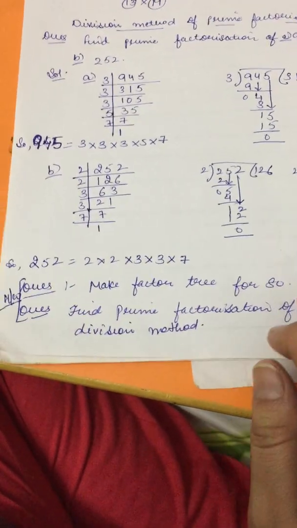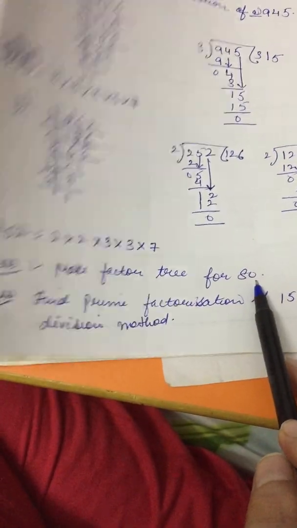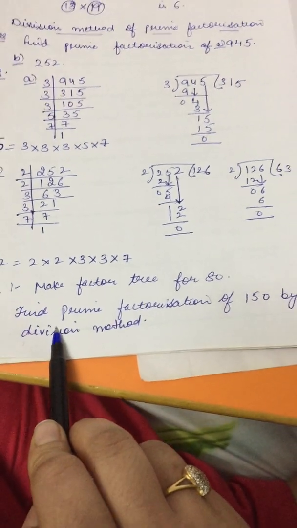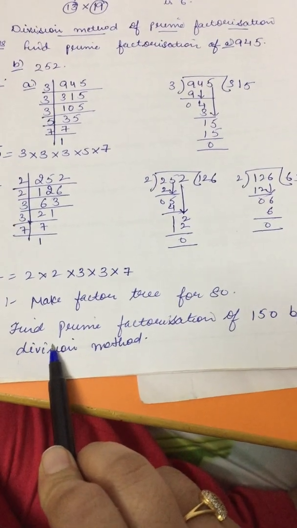Now your home assignment questions are: make factor tree of 80, first question. Second question is find prime factorization of 150 by division method. So these two questions are your home assignment.